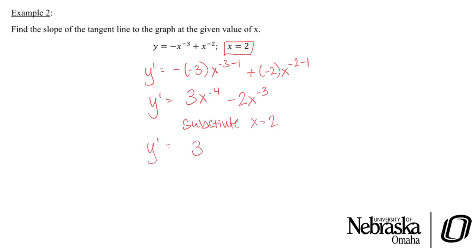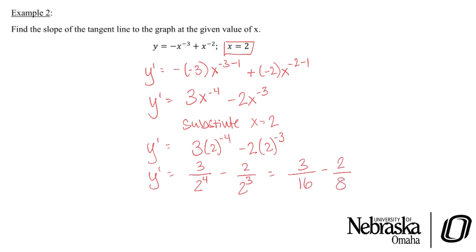So we would get 3 times 2 to the negative 4 minus 2 times 2 to the negative 3. If we move these to the denominator, we have 3 over 2 to the 4th minus 2 over 2 cubed. So we have 3 over 16 minus 2 over 8. If we want to find a common denominator, we multiply this by 2 in the numerator and denominator, getting 3/16 minus 4/16. So the derivative at x equals 2 is equal to negative 1/16.